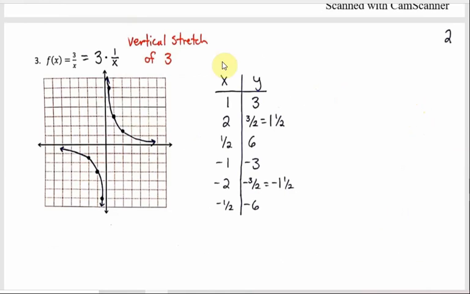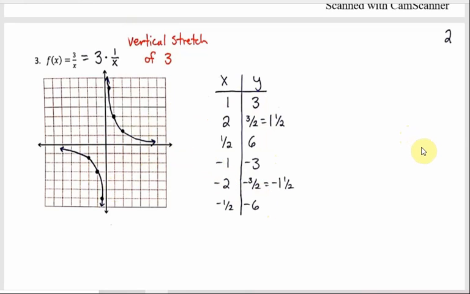So just like before when we had these, this is basically going to work the same way. 3 over x, you could rewrite as 3 times 1 over x, and you can say, oh, well, then it's going to look like 1 over x, except there's this vertical stretch. So in order to get the new points, you could just multiply all of the y coordinates by 3 from the basic function, and then you get this sort of thing.